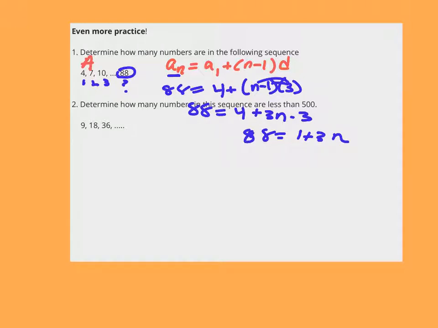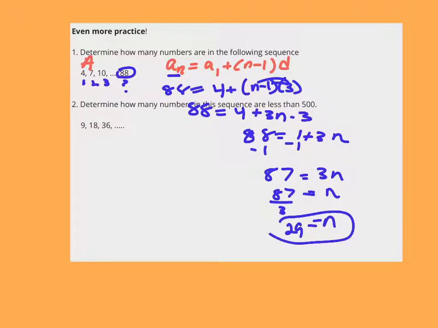And I want to go ahead and solve. So I'm going to try to get the 3n by itself. So I'm going to subtract 1. So I have 87 is equal to 3n. So then n is equal to 87 divided by 3. 87 divided by 3 is going to give me 29. So I know that there are 29 terms in this sequence.